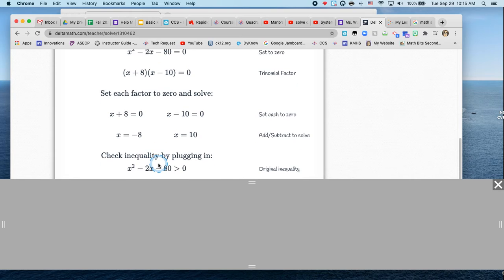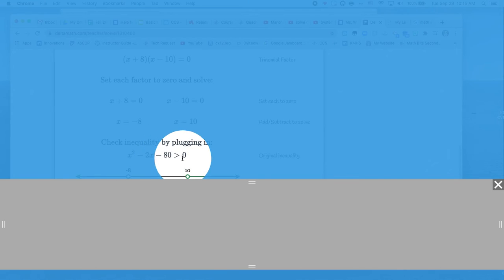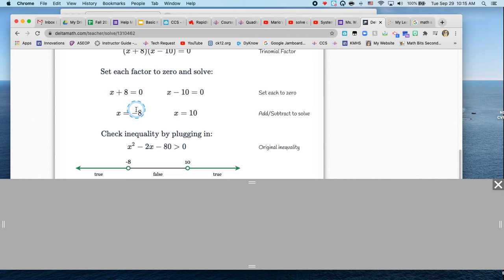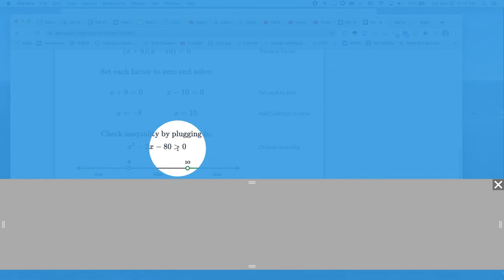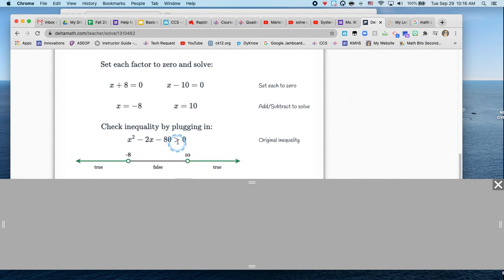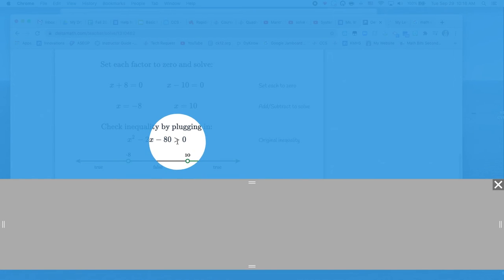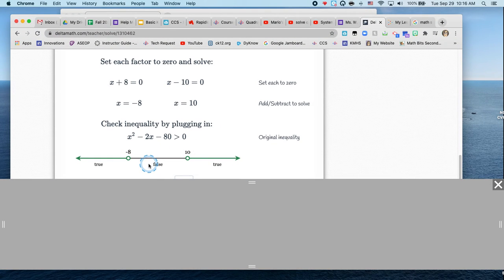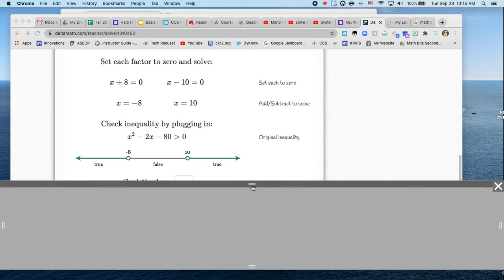Now, be careful when you're doing this. Okay, so we're plugging into that original inequality. So we know, because of this greater than, there's no equal. We have an open dot at negative 8 and an open dot at 10. But notice your lines. This is what happens when you have a greater than symbol. You are going to have two different answers, because looking at your number line, this is what it's saying, that your x has to be less than negative 8 or greater than 10.